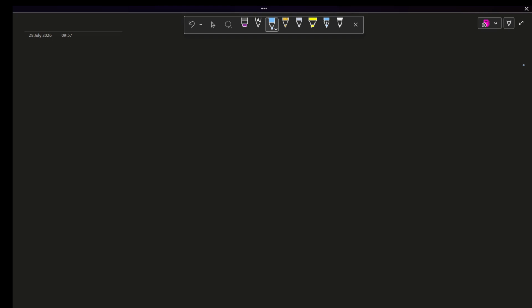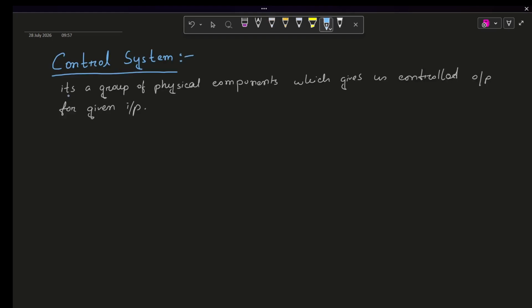From this video, we are going to start our first lecture. So, we know our chapter name is Control System. So, what does Control System mean? Control System is a group of physical components which gives us controlled output for given input. So, for a given input, it will give us a controlled output.